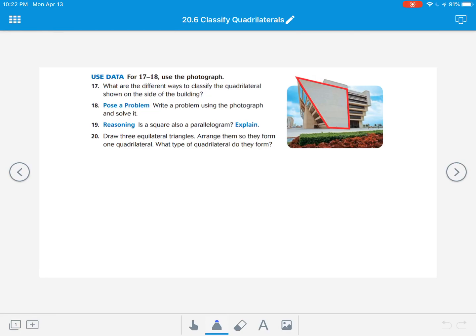So you will have a portion of your assignment today that looks like this, where there'll be a picture with a shape outlined on it, and you'll need to answer some questions about that outlined shape. So we'll solve a couple of these. Number 17, directions say for 17 through 18, use the photograph. What are the different ways to classify the quadrilateral shown on the side of the building? So let's draw a little sketch of that. We have the top is at an angle, and we have the bottom coming like this.